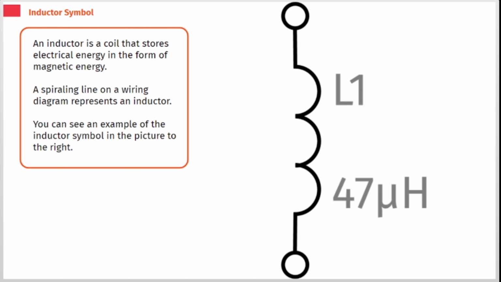An inductor is a coil that stores electrical energy in the form of magnetic energy. A spiraling line on a wiring diagram represents an inductor. You can see an example of the inductor symbol in the picture to the right.